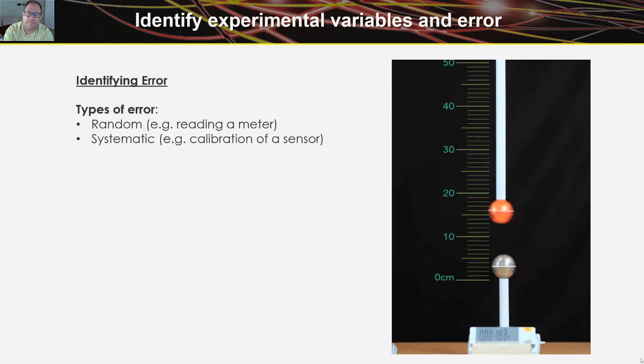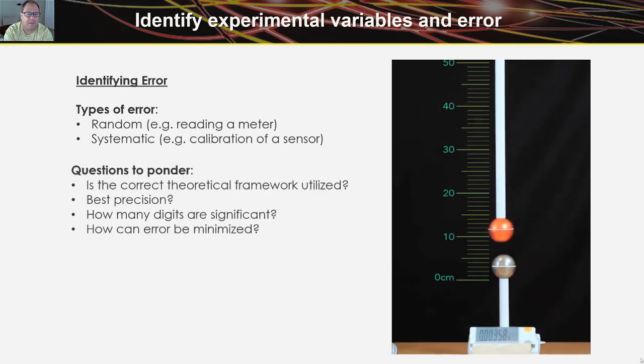Reading those positions, how many digits are they good to, and what is their error in reading those positions, plus or minus some value. And then again, questions to ponder: are we even using the correct theoretical framework for a particular experiment? Are there any modifications that we need to think about?